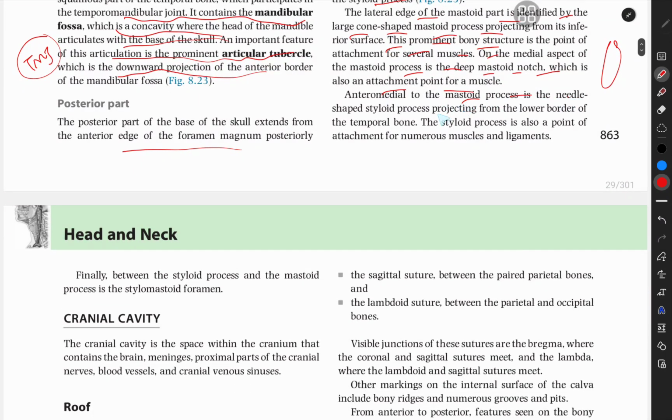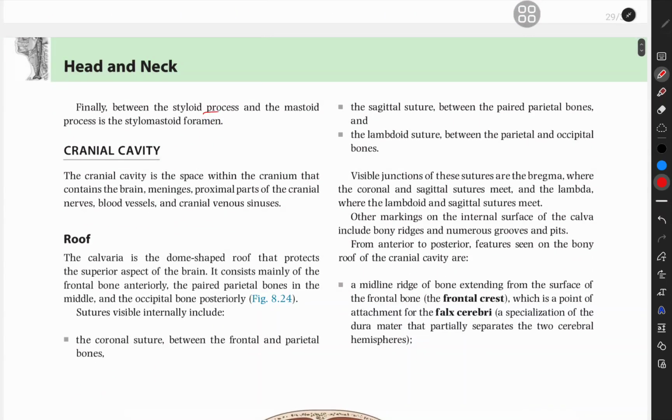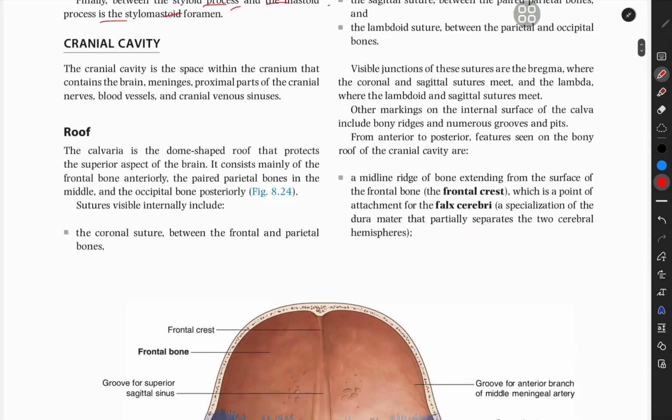Anterior medial to the mastoid process is the needle-shaped styloid process projecting from the lower border of the temporal bone. Numerous muscles and ligaments attach here. Finally, between the styloid process and the mastoid process is the stylomastoid foramen.